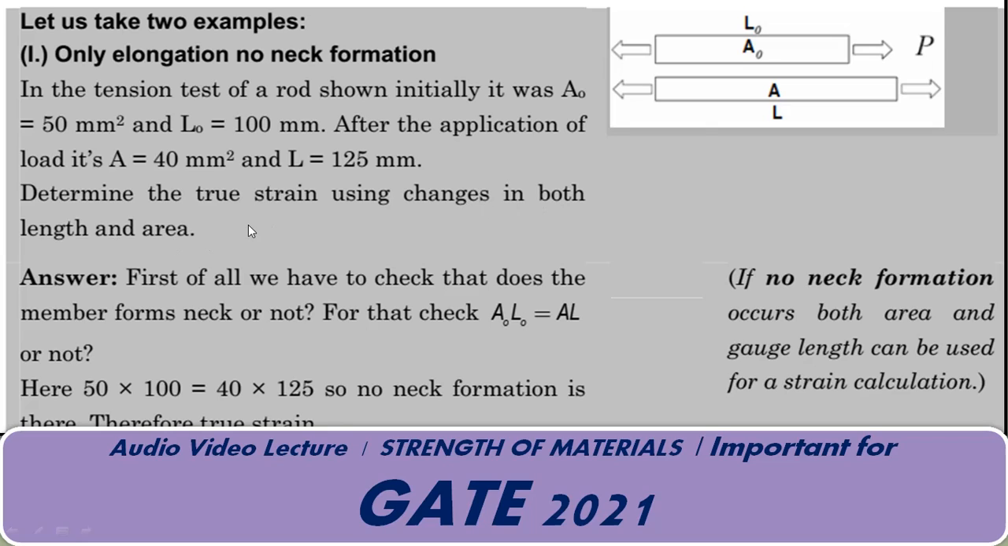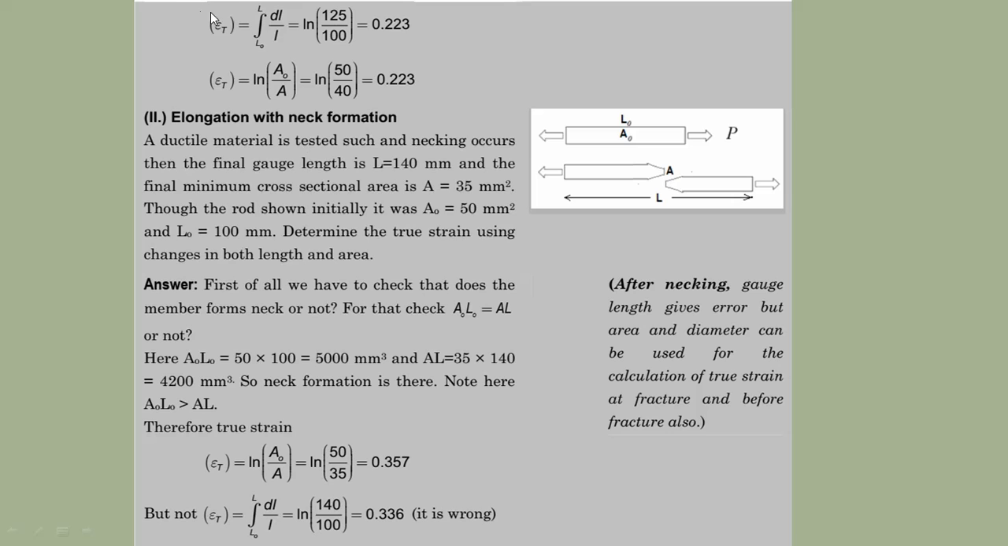Answer: first of all, we have to check whether the member forms a neck or not. For that, check A0 L0 is equal to A into L. Do we satisfy this equation or not? So 50 into 100 is equal to 40 into 125. So no neck formation is there. Therefore, true strain epsilon T is equal to the integration L0 to L dL by L, which is ln of 125 by 100, equal to 0.223. So epsilon T, that is the true strain, is equal to 0.223. As strain is dimensionless, there is no dimension.